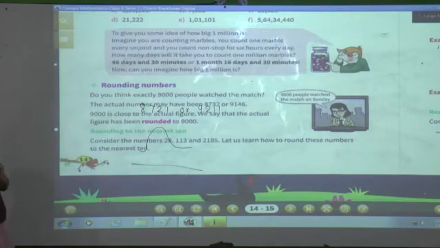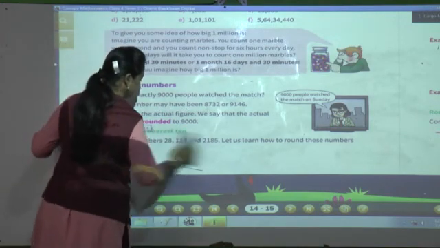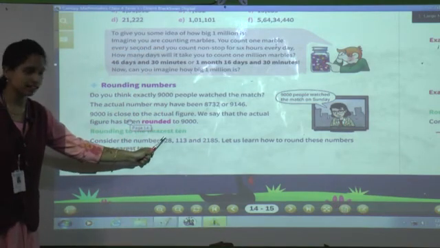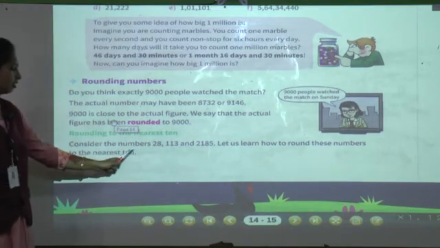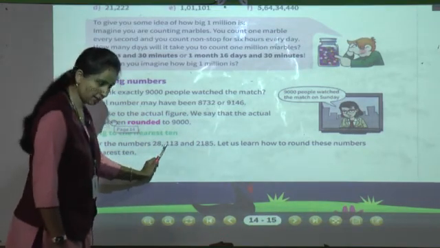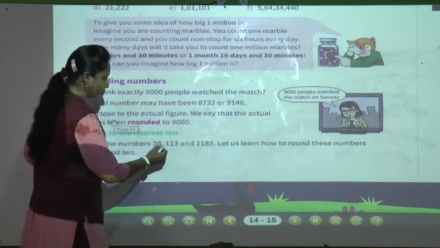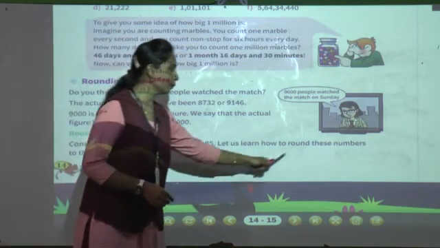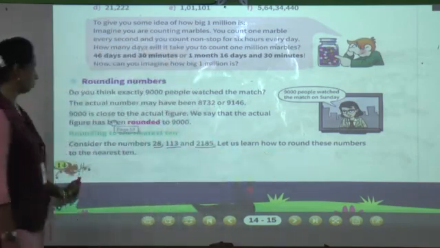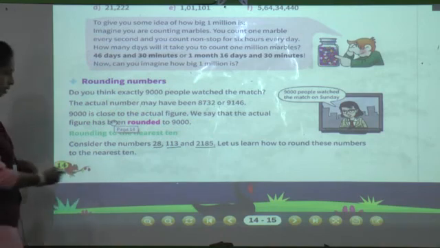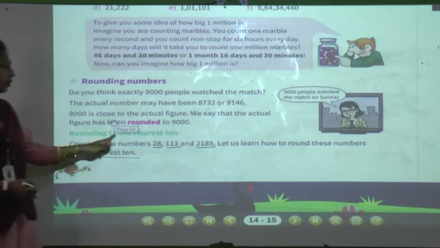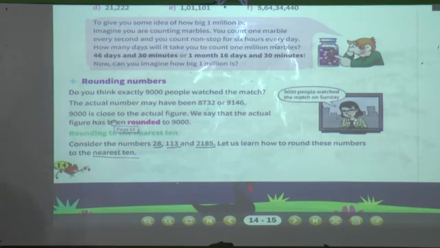One by one. So the question is here, see page number 14. The question is rounding to the nearest tens. Consider the numbers 28, 113 and 285. Let us learn how to round these numbers to the nearest tens. Keep in your mind, we are just seeing the nearest 10, rounding to the nearest tens.